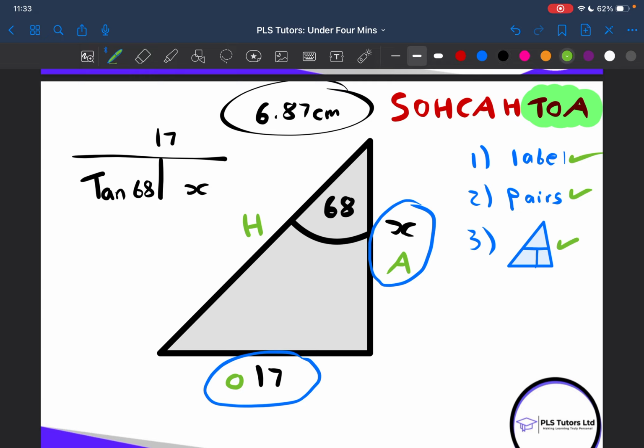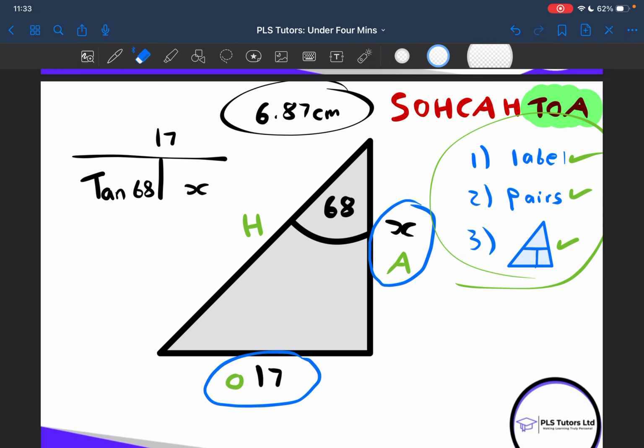Okay, so that is how you do SOHCAHTOA. Make sure you're following these 3 steps over here. In the next video, we're going to be looking at how to do SOHCAHTOA when the angle is missing. So if that's also something you need help with, then stay tuned for that video as well.